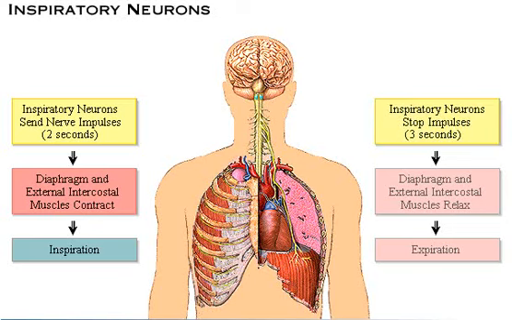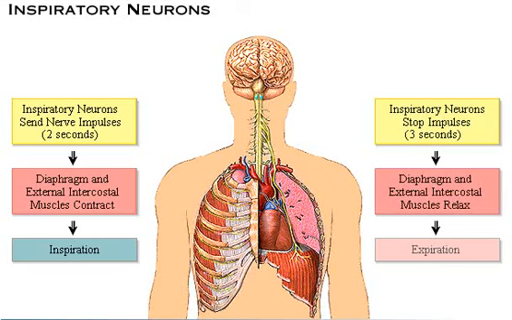A second group of neurons in the ventral respiratory group now fires, inhibiting the inspiratory neurons for about 3 seconds, which allows the muscles to relax. The elastic recoil of the lungs and chest wall leads to expiration.